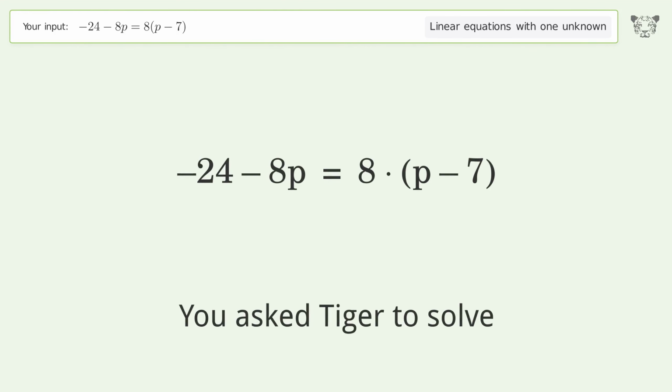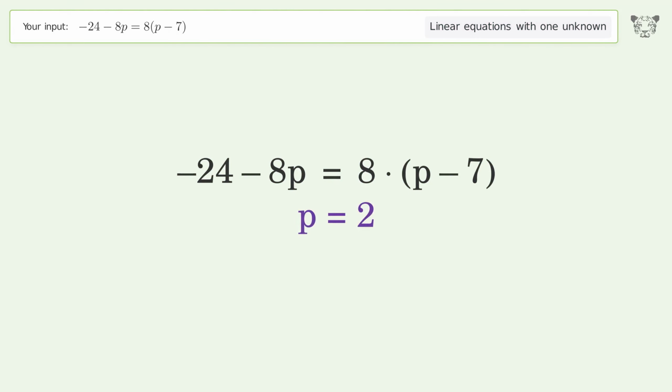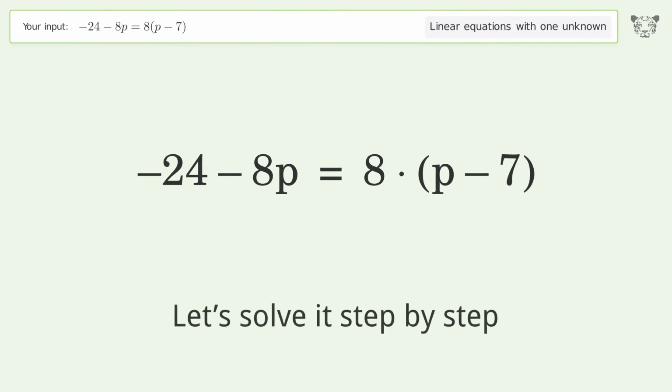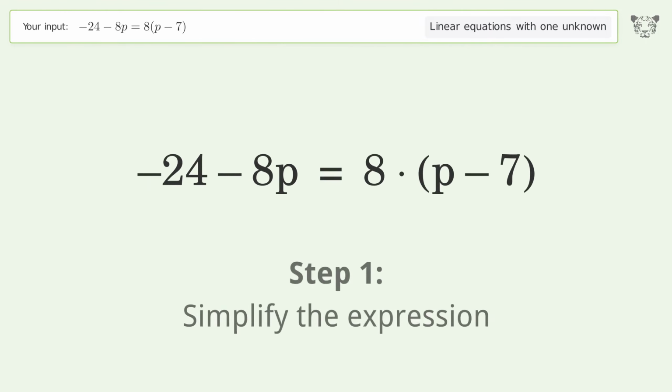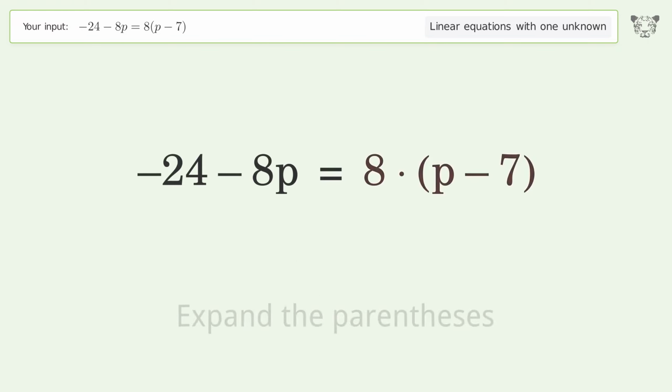You ask Tiger to solve. This deals with linear equations with one unknown. The final result is p equals 2. Let's solve it step by step. Simplify the expression. Expand the parentheses.